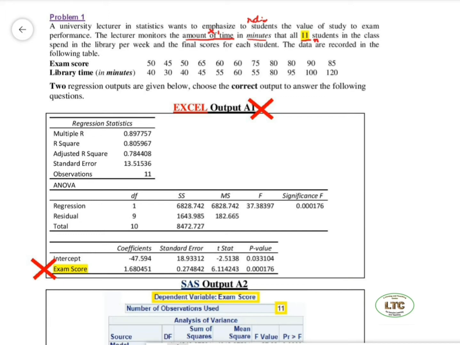Two regression outputs are given below. Choose the correct output to answer the following questions. So exam score is y, library time is x. Scores are interval level measurement, and time in minutes is ratio level.